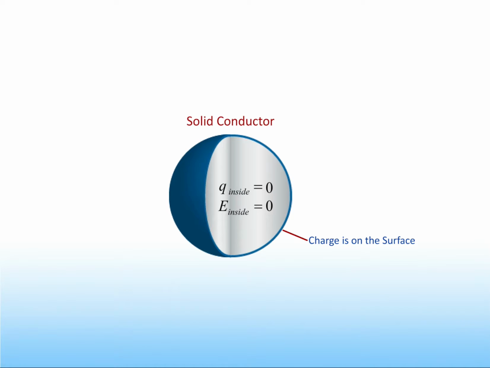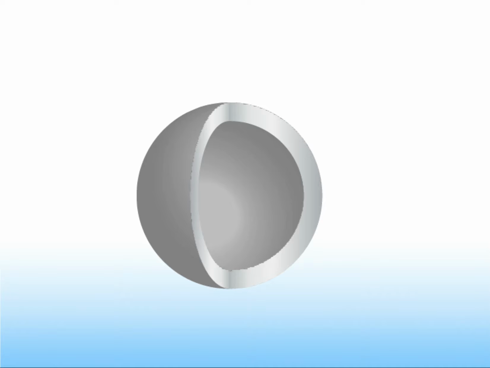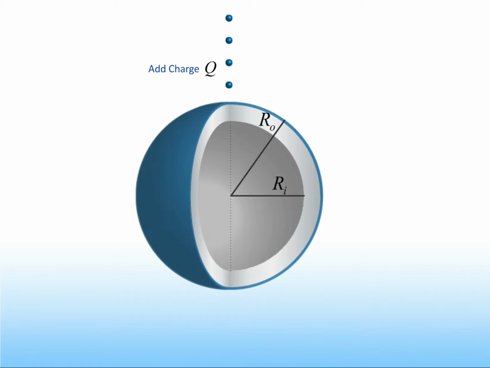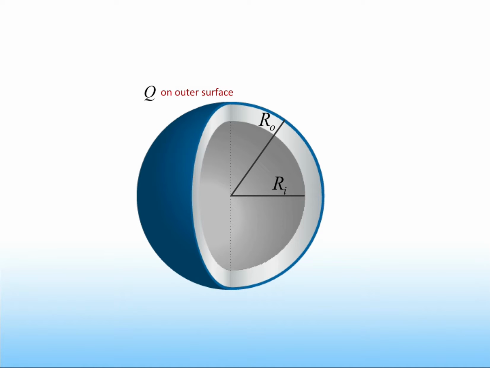We've just shown that all excess charge on a conductor must reside on its surface. Suppose we hollow out the solid spherical conductor from the last slide to obtain a spherical shell with inner radius r sub I and outer radius r sub O as shown. If we now place charge Q on the shell, where does it go? The arguments from the last slide can be repeated here to show that this charge must be uniformly distributed on the outer surface of the shell.